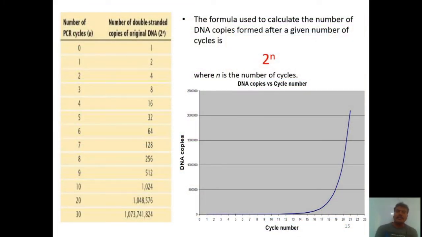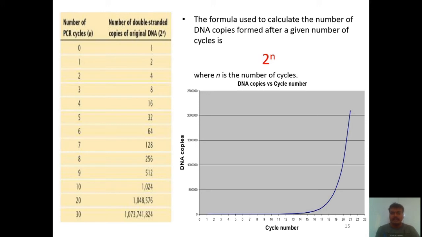So how much DNA is amplified after a certain number of cycles? How can we calculate this? We can calculate with the help of this formula, 2 power n, where n represents the number of cycles. If you assume you are given one double stranded DNA initially, at the end of the first cycle you will get 2 double stranded DNA. At the end of the 4th cycle you will get 16 double stranded DNA. Likewise, you can look at the table column here. At the end of the 30th cycle we will get this much double stranded DNA.